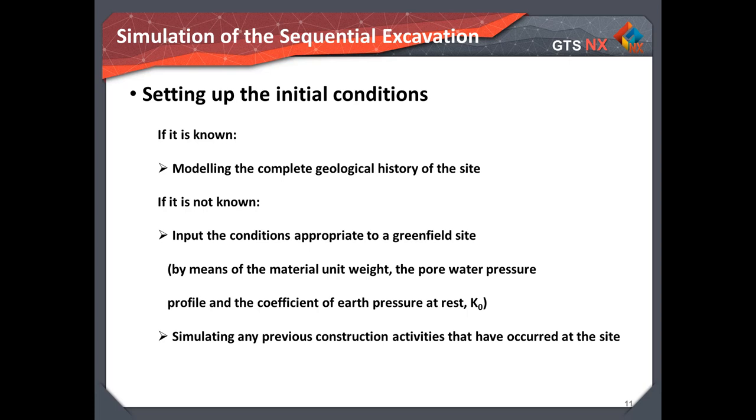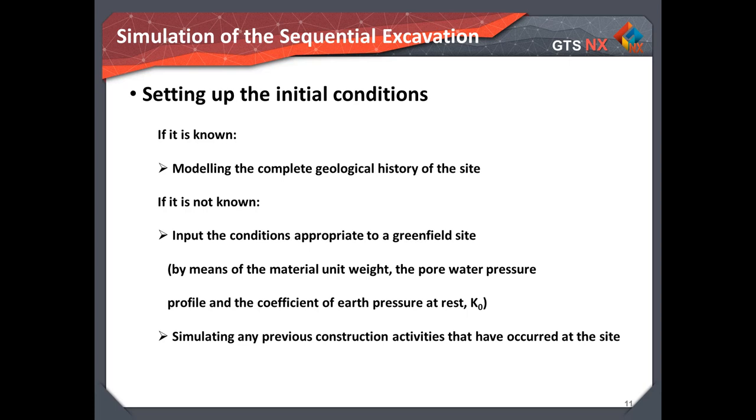If it is not known, then the initial conditions can be achieved in two stages. First, the conditions appropriate to a greenfield site are input into the analysis. Commonly, the engineer directly specifies the distribution of vertical and horizontal effective stress in the ground prior to any construction activity by means of the material unit weight, the pore pressure profile, and the coefficient of earth pressure at rest. Depending on the constitutive models to be used, it might also be necessary to specify the initial void ratio and any hardening parameters required to model the soil behavior.